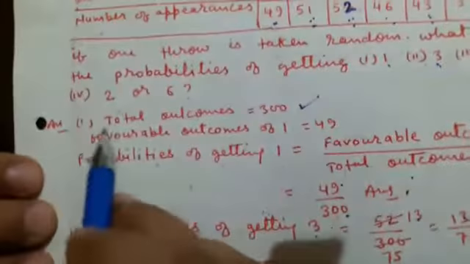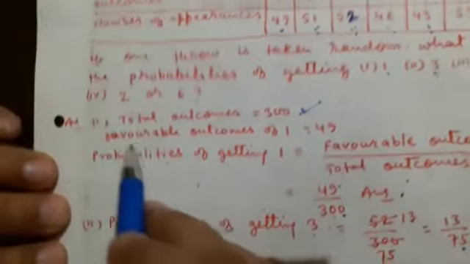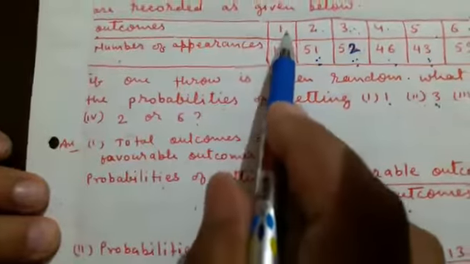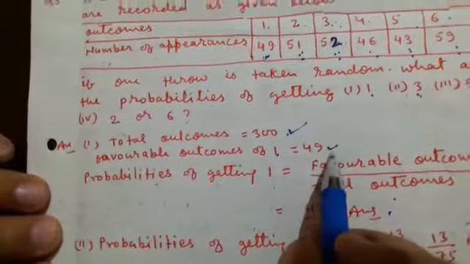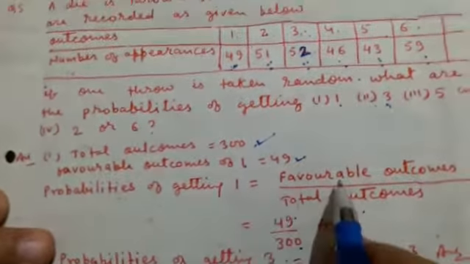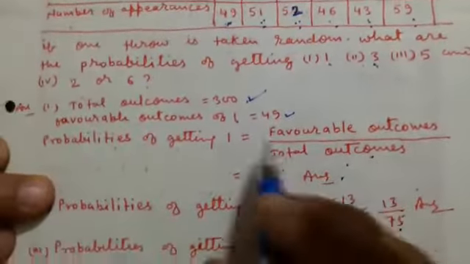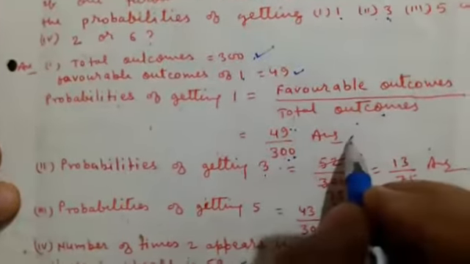Let us see the first part. The total outcomes is given, 300, and the favorable outcomes of 1 is equal to 49. 1 appears 49 times, so it will be its favorable outcomes. So the probability of getting 1 is equal to favorable outcomes of 1 upon total outcomes. So it is 49 upon 300. This will be our answer.